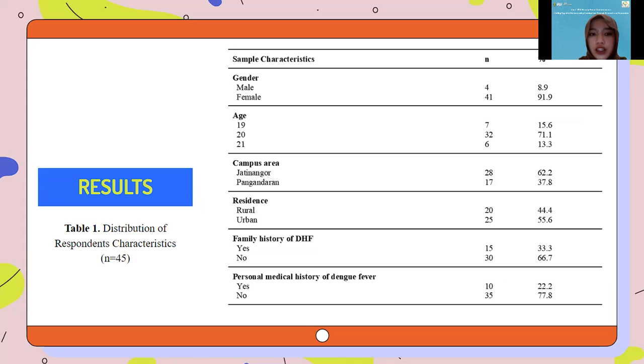So the result of our findings showed that a total of 45 students participated in the study, and in table 1 we can see that the majority of respondents are female and 20 years old. Most were from Jatinangor campus, and more than half live in urban areas. And based on experience related to DHF, it can be seen that most have no family history of DHF and have no record of DHF.